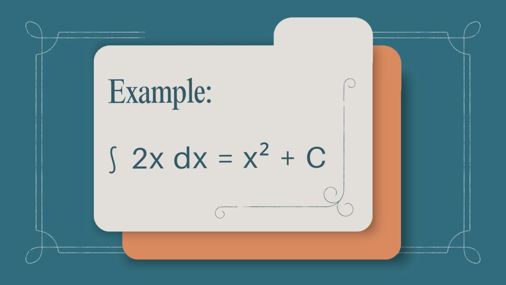So for example, we have the integral of 2x dx is equal to x squared plus c. So when we differentiate x squared plus c, we will get back to 2x. See, integration is just the reverse of differentiation.